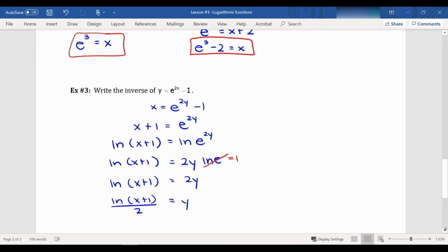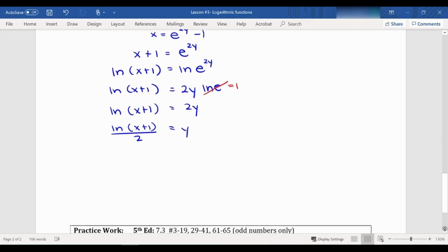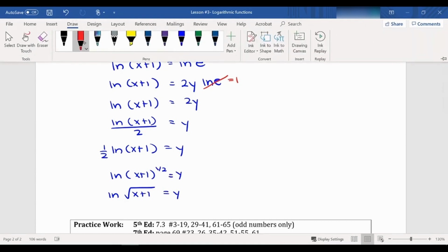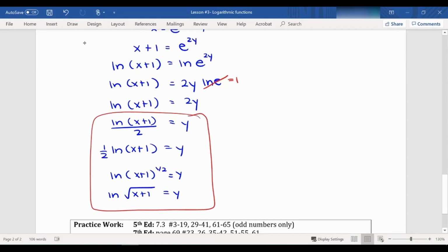You can stop here if you want, but there are other ways we can simplify. We can rewrite this as one half ln of x plus 1. That's fine. Okay. We could bring this 1/2 back into the ln as an exponent. And we know if we have an exponent of 1/2, this is the same as a root. So we have many different representations. These are all fine.